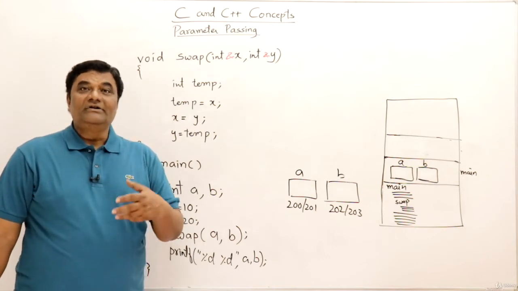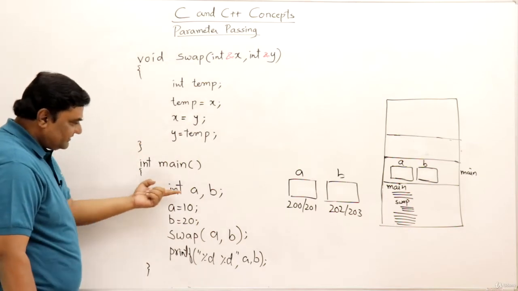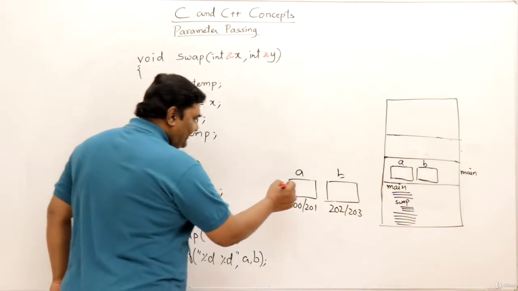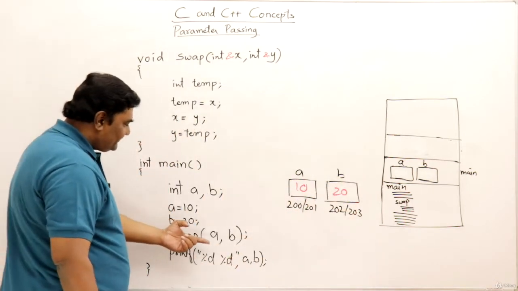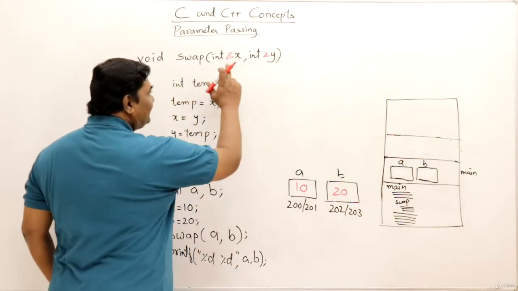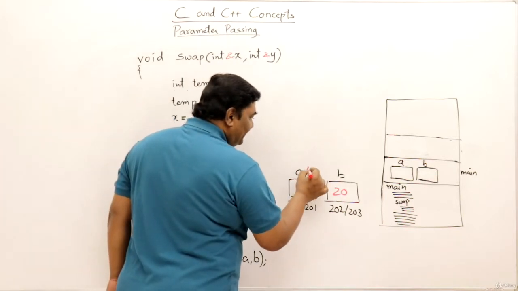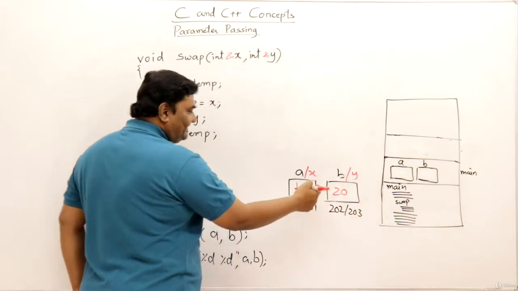Now, how it works. Let us start. The program starts from the main function. A and B are two variables. A has value 10, B has value 20. The swap function is called by passing A and B. A and B are passed to X and Y. X becomes a reference to A, Y becomes a reference to B. A reference is nothing but an alias, another name or a nickname for a variable. So this itself is X and that itself is Y.